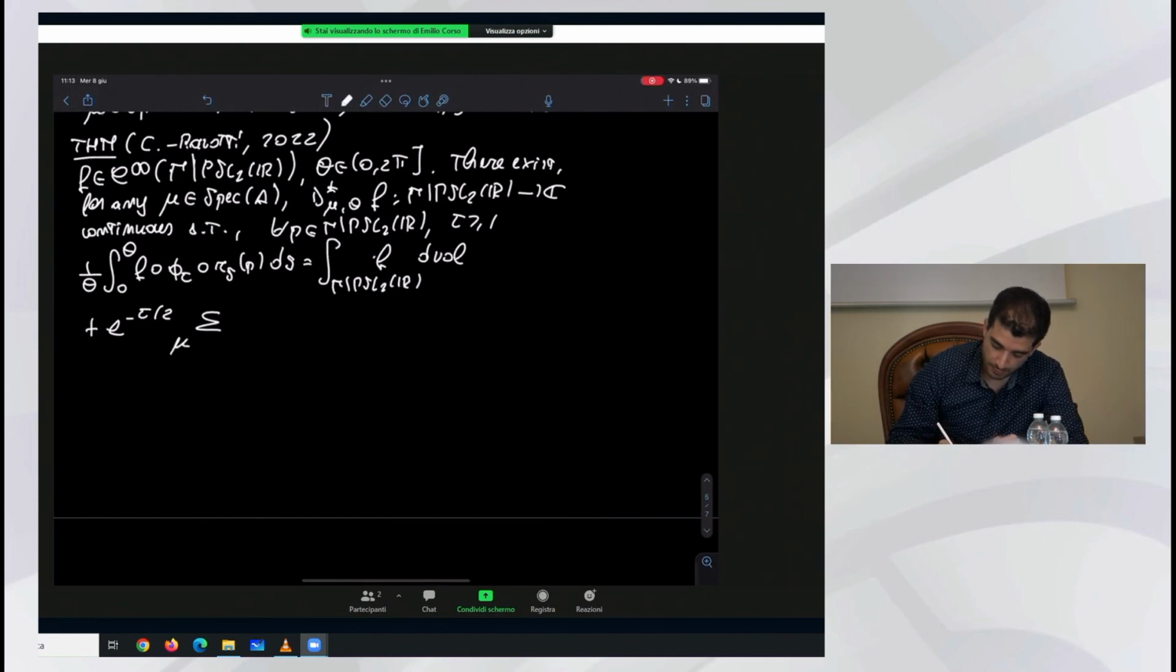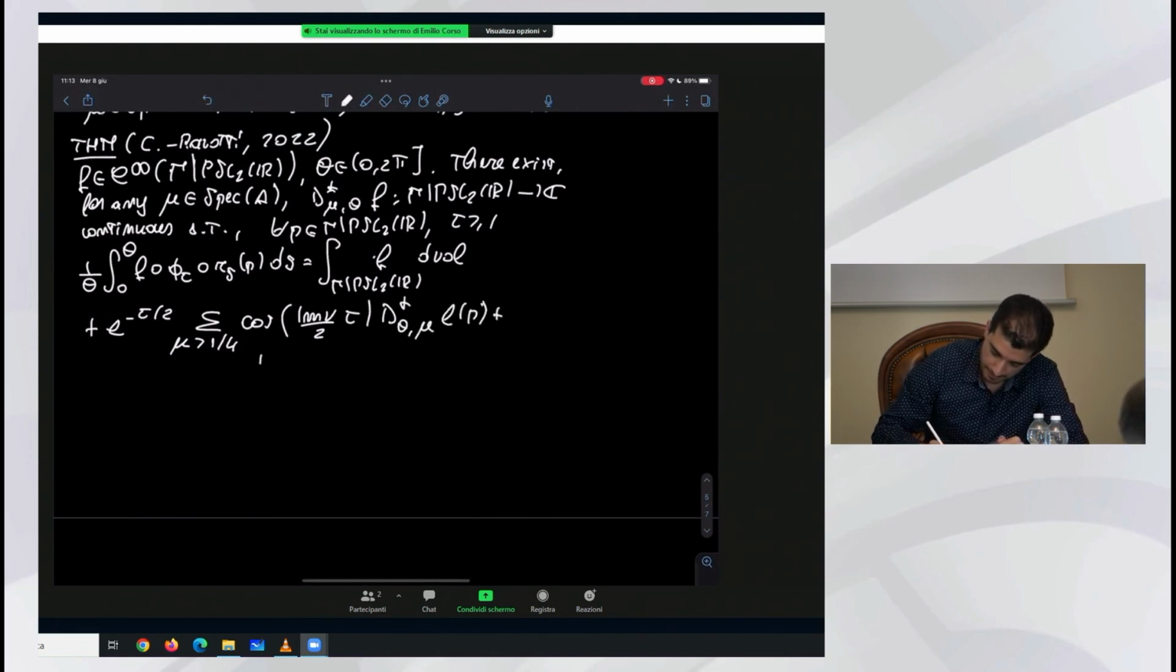So it's the sum over all Laplace eigenvalues bigger than 1/4 of an oscillatory term of this form, sine of the imaginary part of mu over 2. So when mu is bigger than 1/4, mu is purely imaginary. T times this coefficient d plus theta mu f at the point P plus the corresponding term.